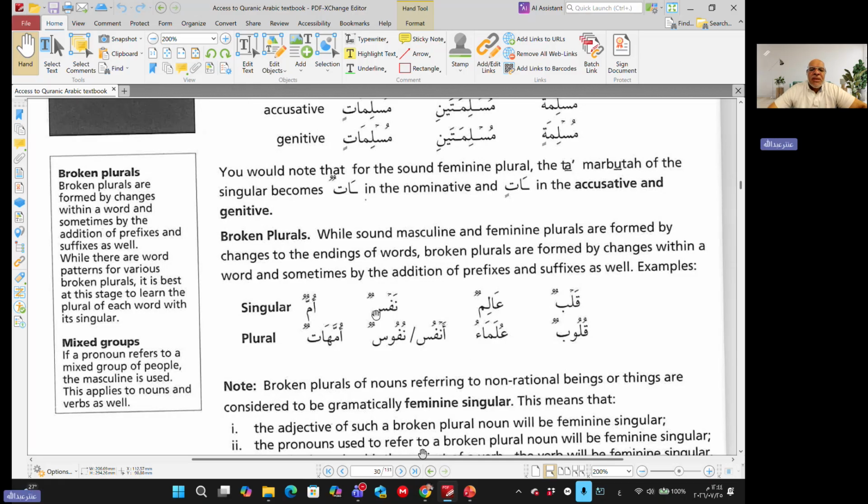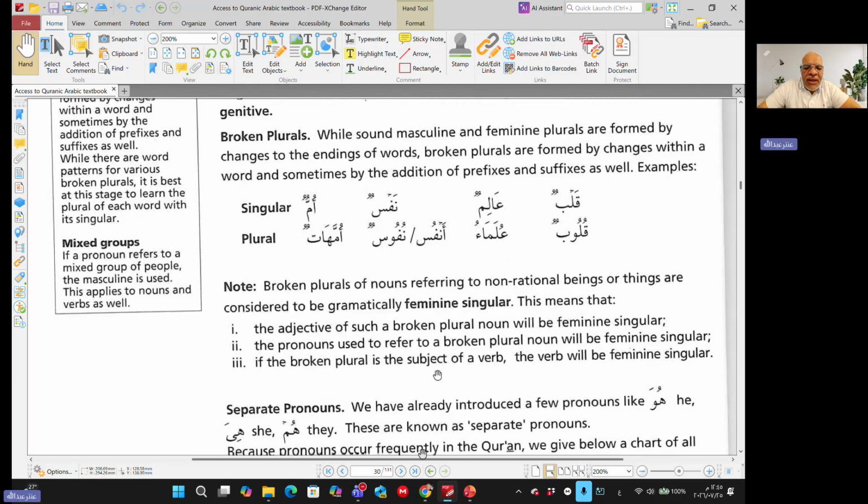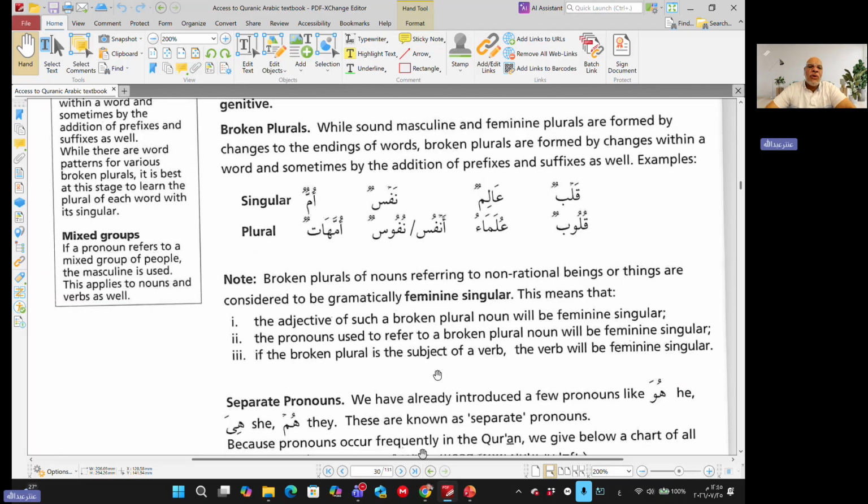Nafs, which is a soul. We have two plurals, and both of them are broken: anfus or nufus. Even the word mother, we say ummahat. So an alif and ta, like the female plural, but we also add a ha. So we consider it broken. So these are some of the examples of the broken plural.